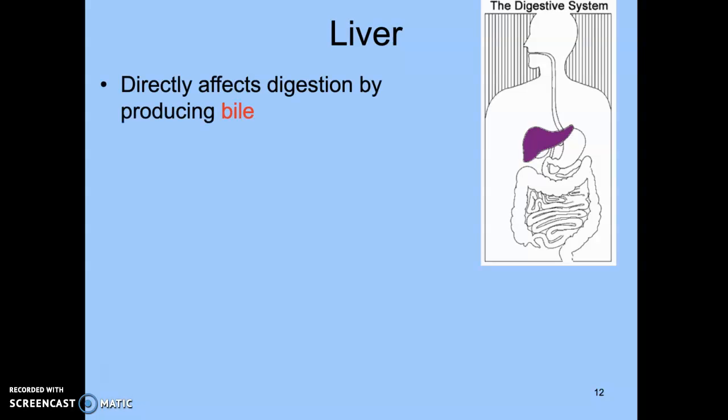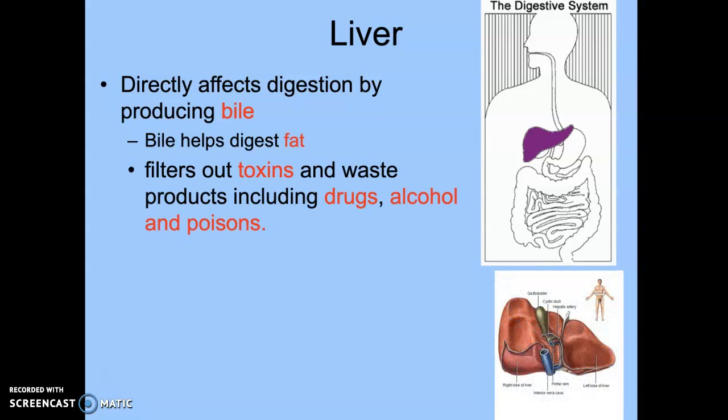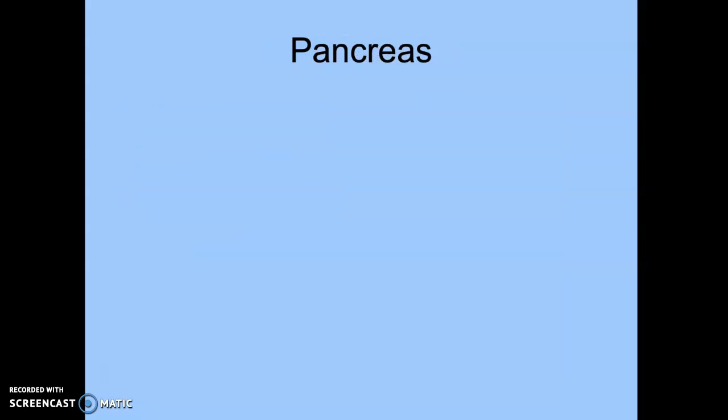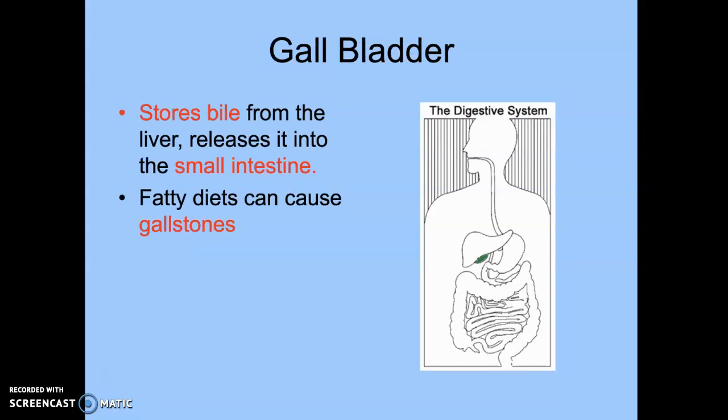So, the liver. The liver directly affects digestion by producing something called bile. Bile helps to digest fat. It also helps to filter out toxins and waste products like drugs, alcohol, and poison. So the liver is really important. The gallbladder. The gallbladder stores bile from the liver and then releases it into the small intestine. Fatty diets can cause something called gallstones, which are deposits in the gallbladder that can be quite painful.